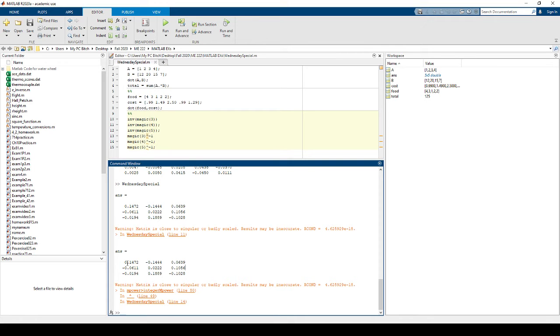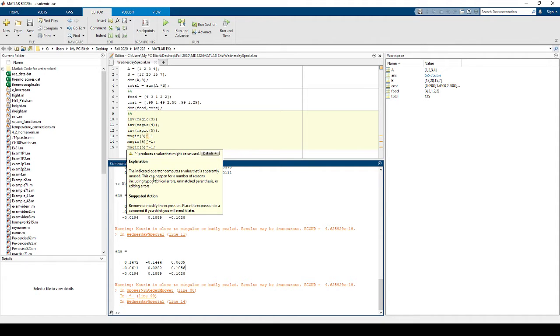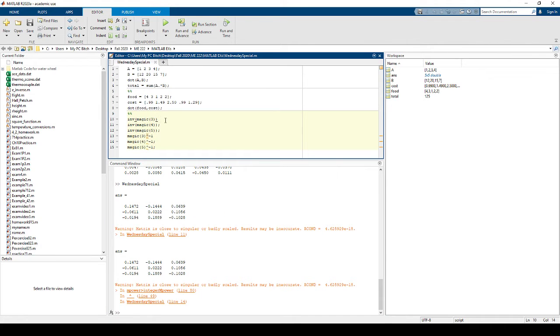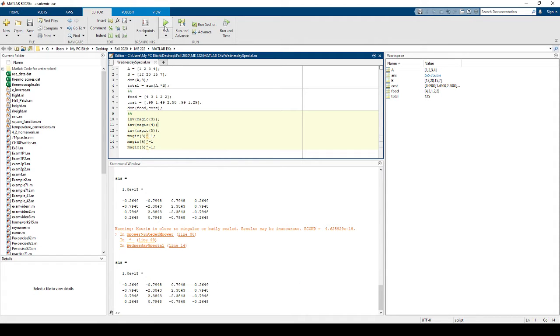So, wonder why though. Because I didn't get that warning yesterday. Let me see. This can happen for a number including typographical errors, unmatched parentheses, or editing errors. Huh, okay. Now I'm going to go ahead and mark this one off, and I'll do the middle one so we can see that one.